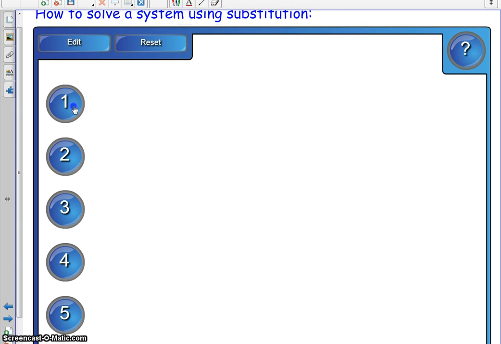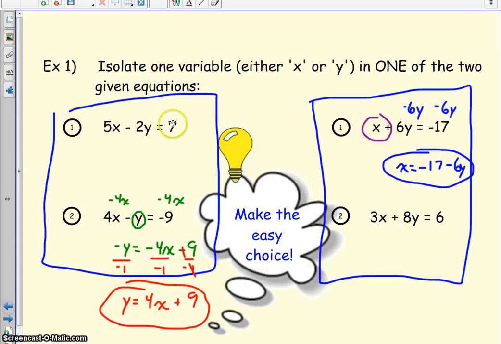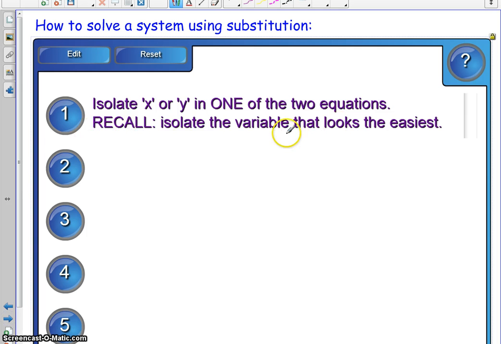So the first thing you're going to do is isolate x or y in one of the two equations. That's what we did back on this slide right here as practice. We didn't have to do it in this example because we already had a variable isolated, right? We already had y by itself, so that part was already done for us. If it wasn't, though, we'd have to get a variable by itself. And again, make your life easier. Find the variable that looks the easiest to isolate and do that one.